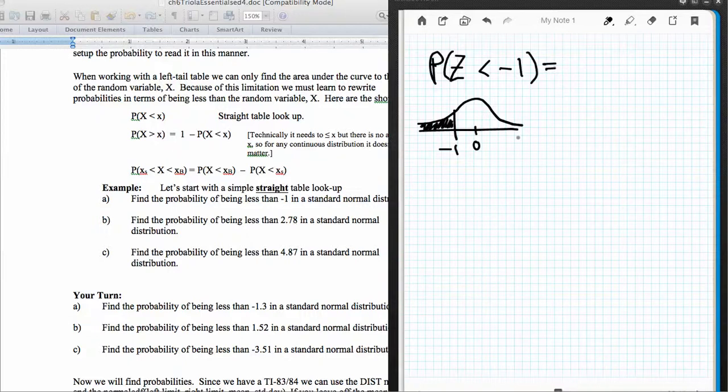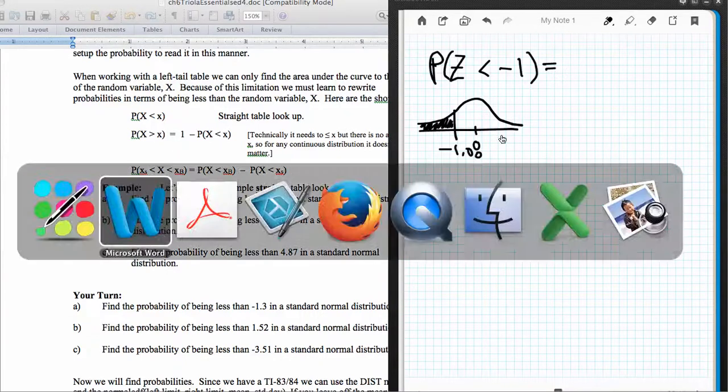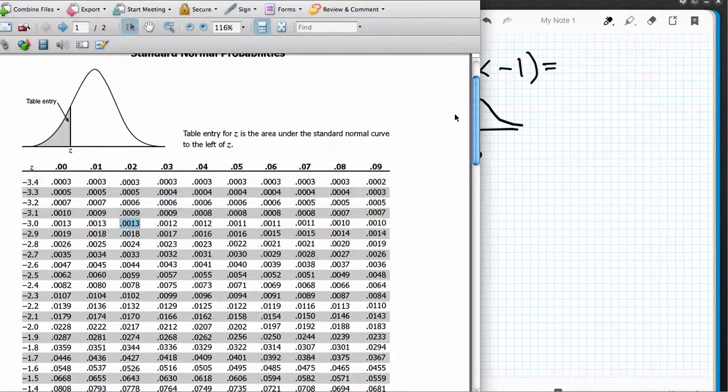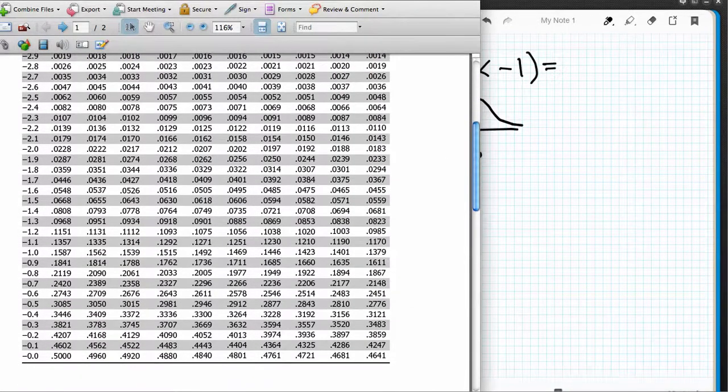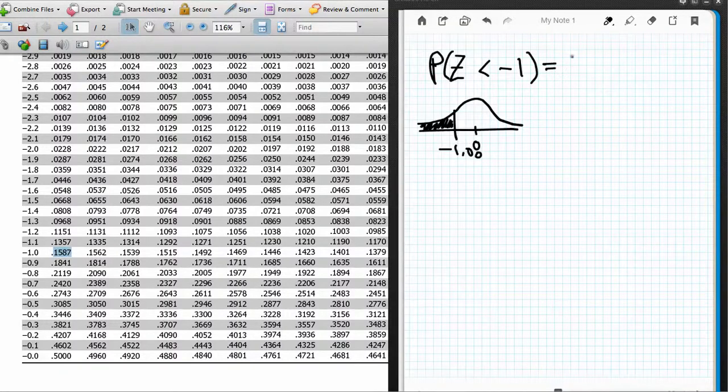So I will go to my z-table, and I'm going to look up negative 1.00. This z-table that I've shown here would be down a little bit further. So I'll go over here, negative 1.00. This is my value right there, 0.1587. And that's the probability of being less than negative 1. So this area here is 0.1587.